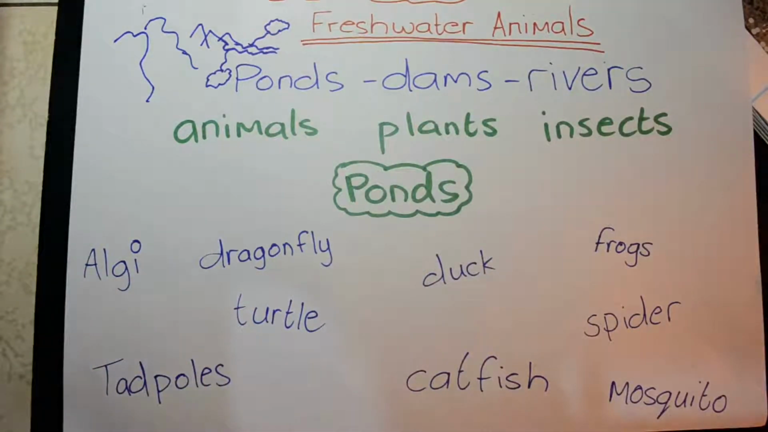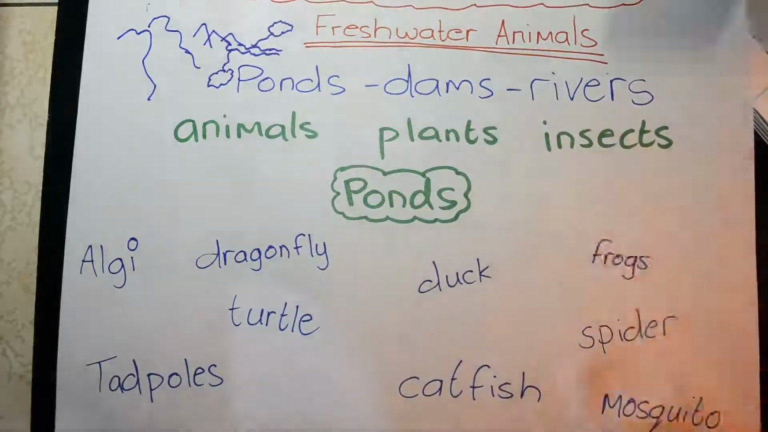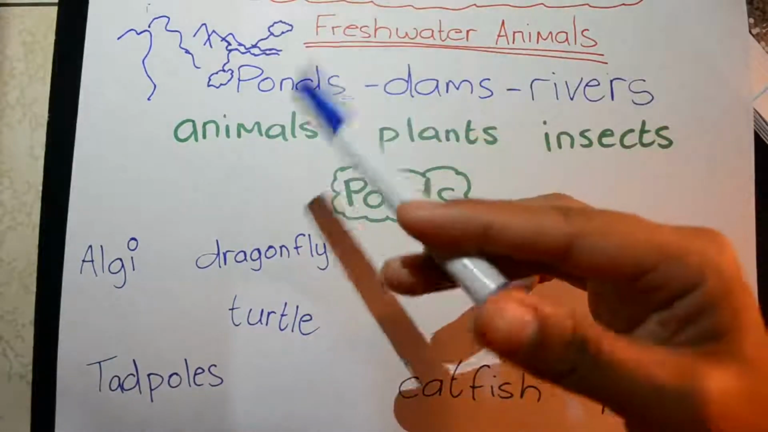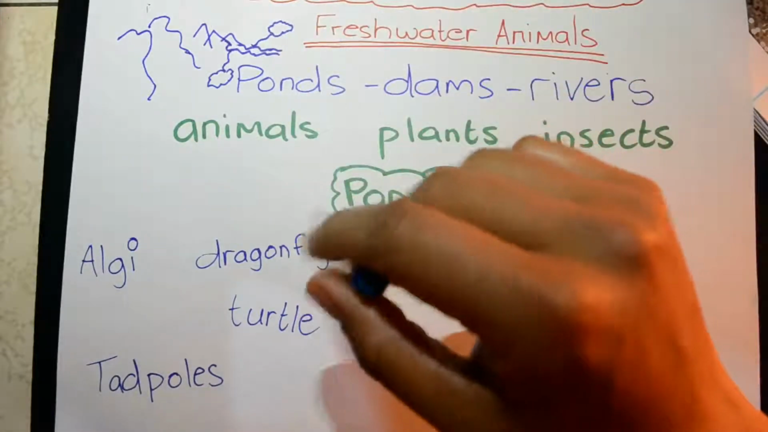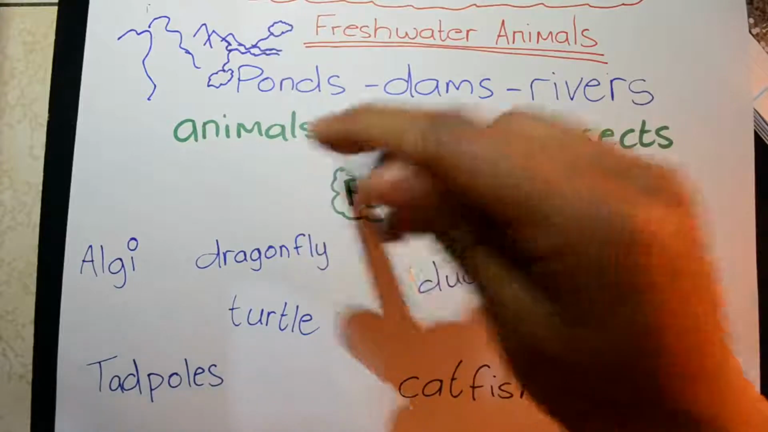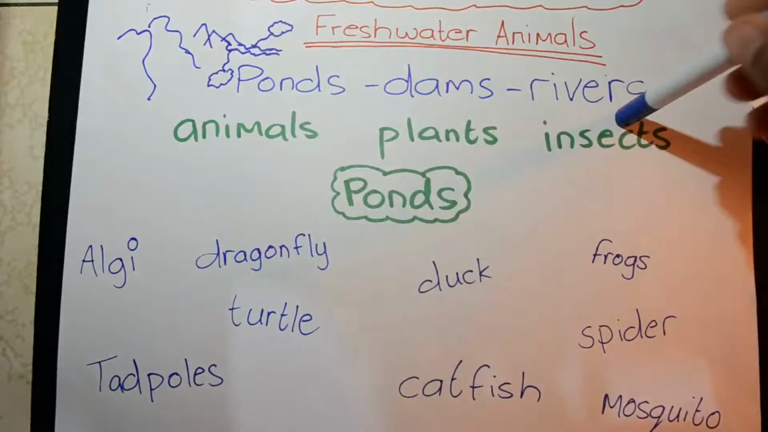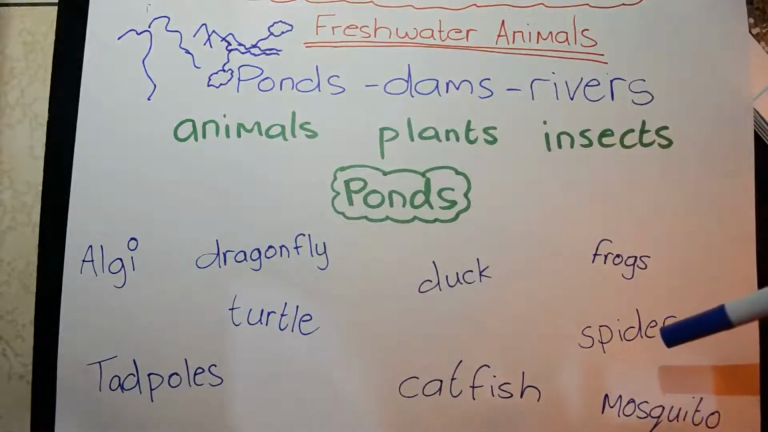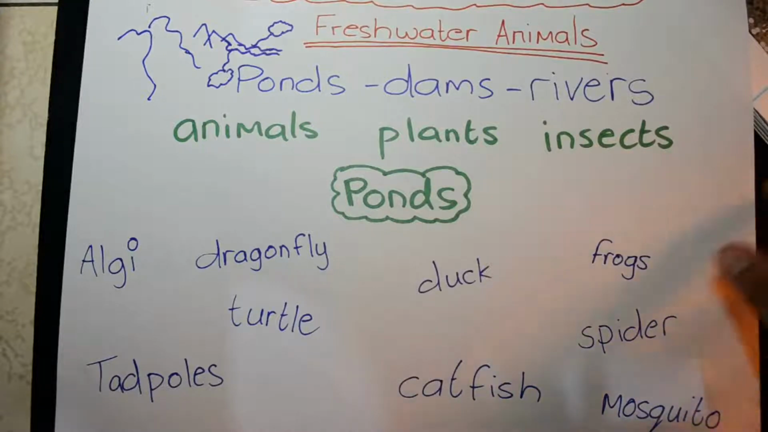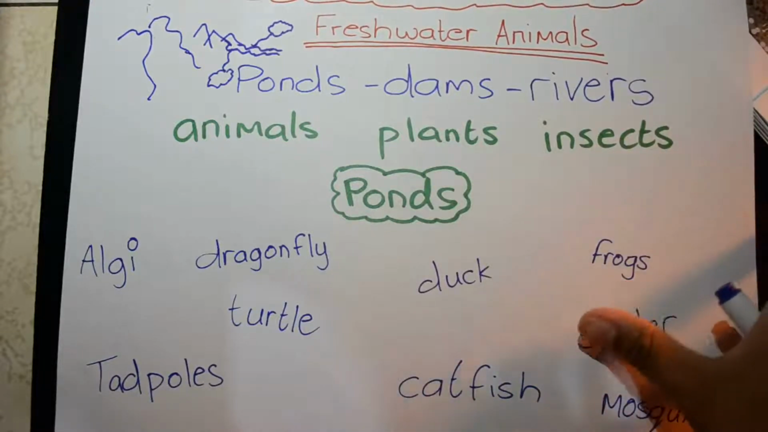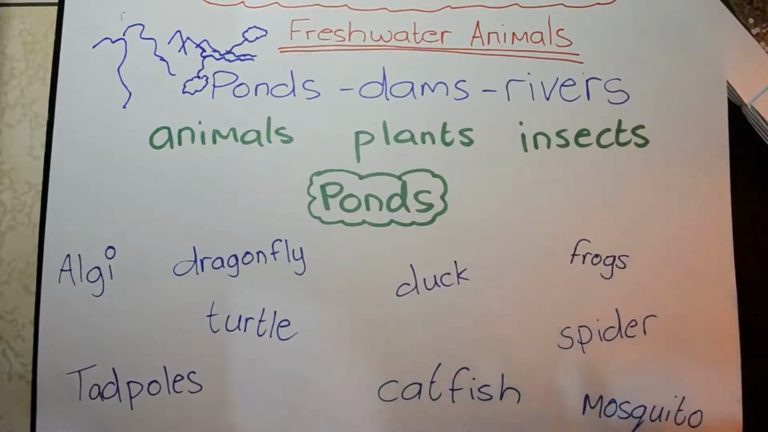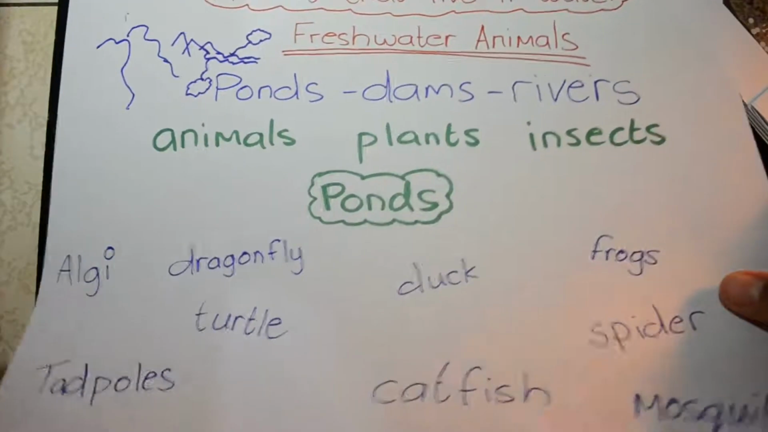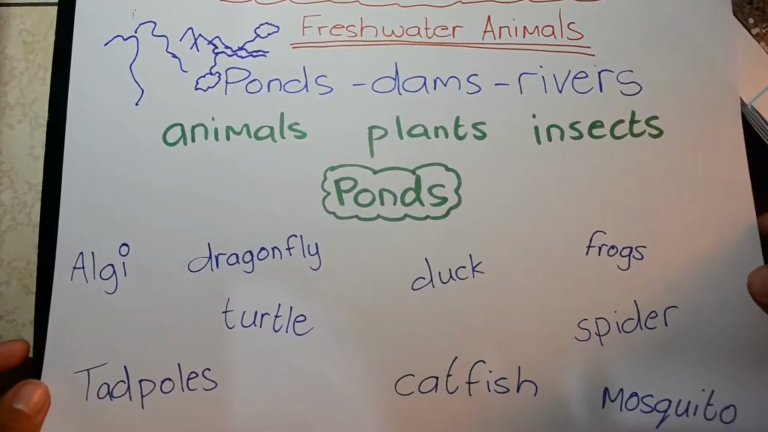Some animals can't live in rivers where the water is moving, and some of them can't live in still water. So not all animals live in ponds, and not all animals can live in rivers. It's only some animals that survive. It just depends on what animal it is. Okay, guys, and that's ponds for you, and you will get a small exercise for that.